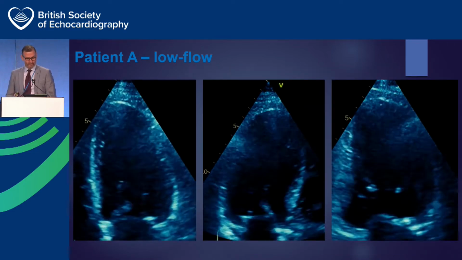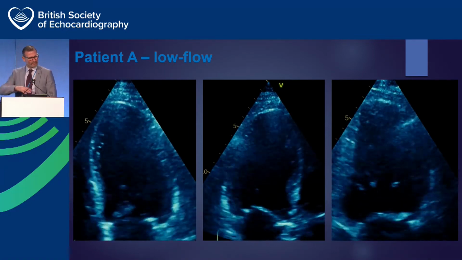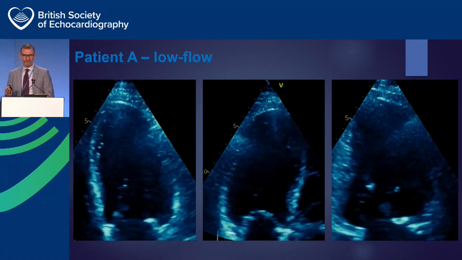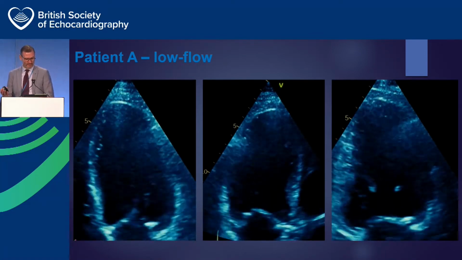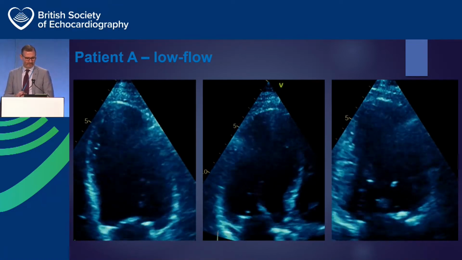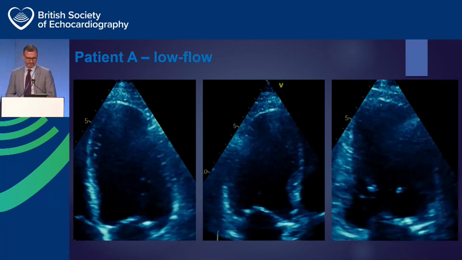Apical 4-chamber view confirmed extensive regional wall motion abnormalities. The ventricle looks a bit dilated. You can see the apex is looking a bit rounded. Overall systolic function looks quite severely impaired. And again, in that 3-chamber view, you can see the valve looks heavily calcified and excursion looks reduced visually.